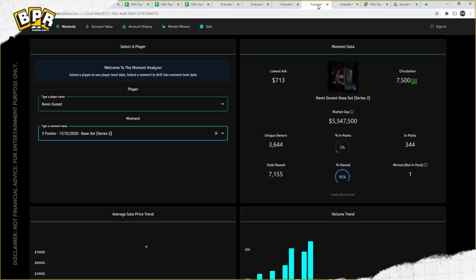Okay, going back to Kevin Durant, you can see that it's 95% owned right now, and there's still 344 in packs. That means there could be some people that didn't open their base set packs, and that's fine. I think the key importance is seeing how many are owned. This usually dictates that the market will eventually rebound.